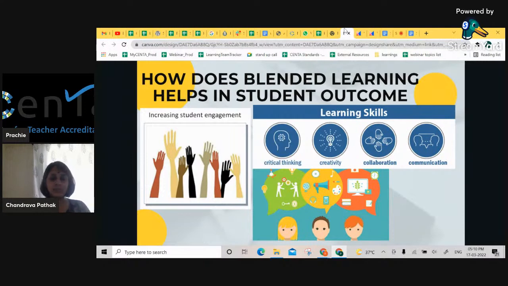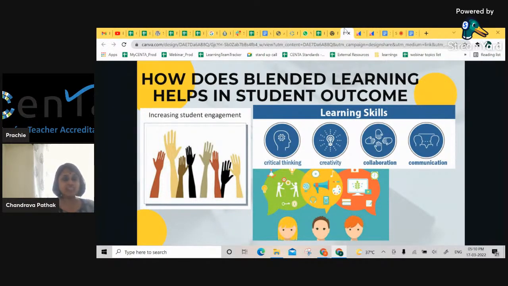And how does blended learning help in this? Number one, it increases student engagement. This is a proven fact. Once you have blended learning introduced in your classroom, your student engagement is going to increase to 100%. It's not only about student engagement, this also helps you in developing different types of learning skills. It helps in building critical thinking, it helps in creativity in the student, it helps them to understand what collaboration looks like, it helps them to understand communication with each other. And one of the most important things that blended learning does is that you can cater to the needs of all kinds of learners in the class.